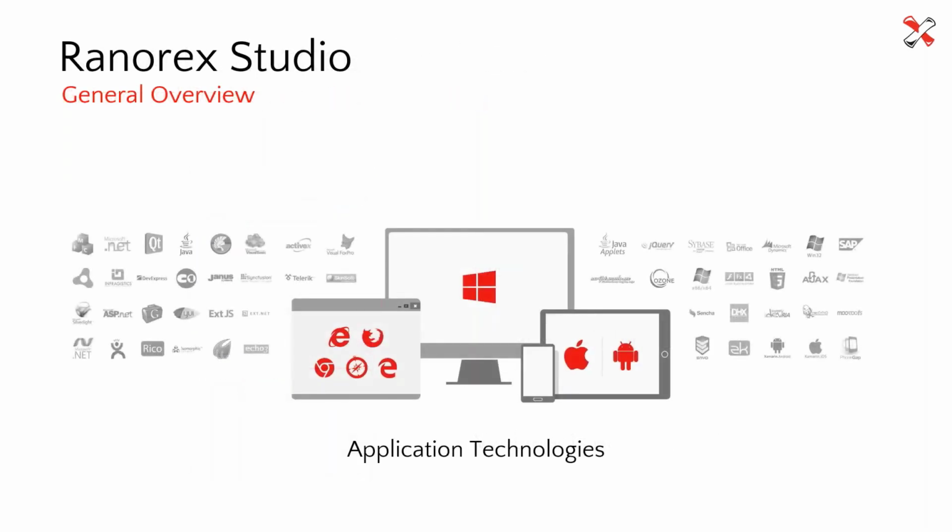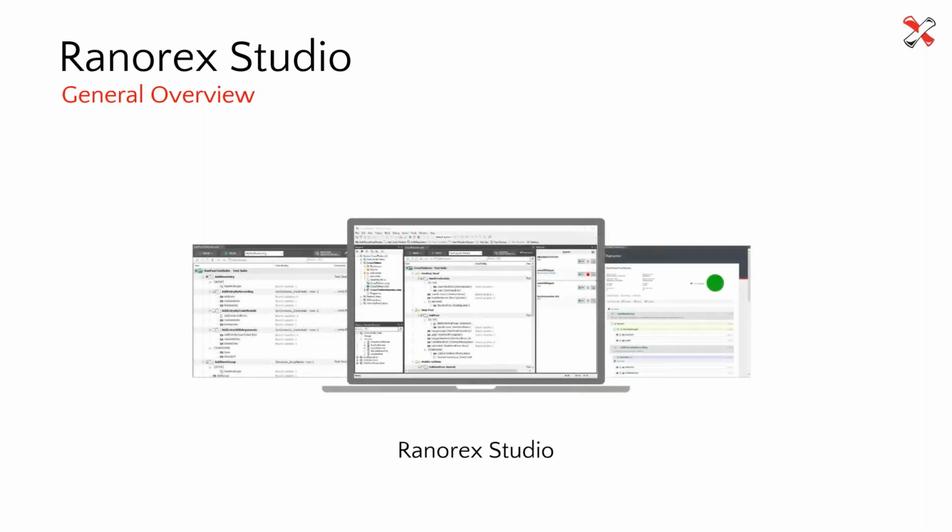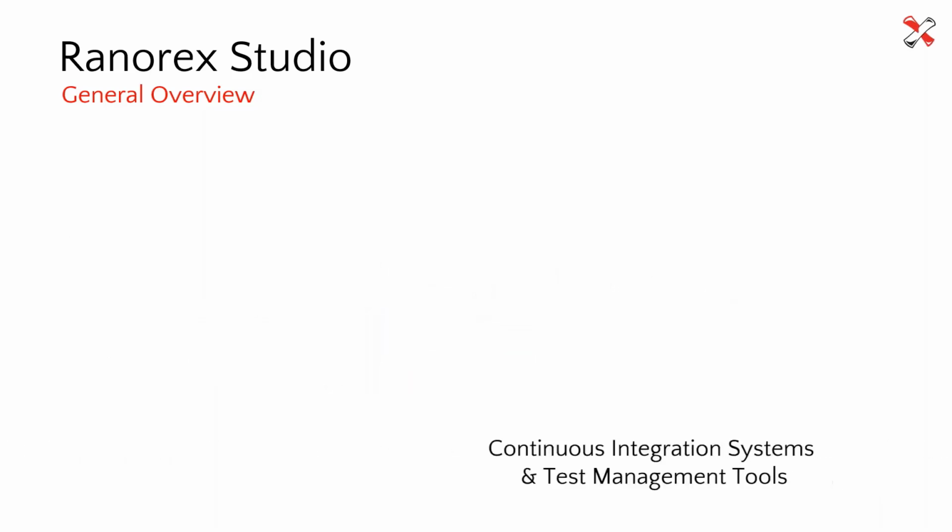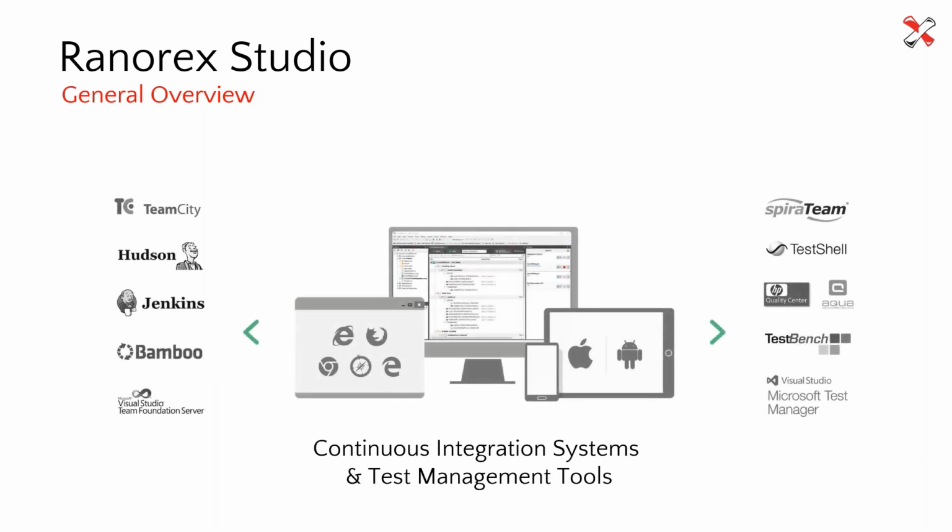Ranorex Studio covers 400 plus technologies. We automate desktop, web, and mobile technologies. Object recognition is our specialty as well. If you can't reliably access these objects, then your actions aren't very helpful. Today, we're going to look at Ranorex Studio, looking at the recording features, the ease of use. And Ranorex also integrates into many of your continuous integration systems like Azure DevOps, Jenkins, Bamboo. We also integrate with test management systems as well.